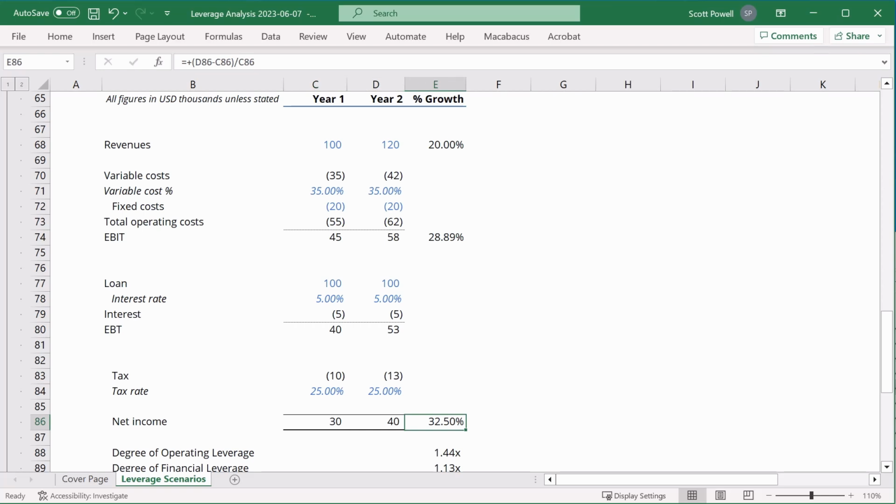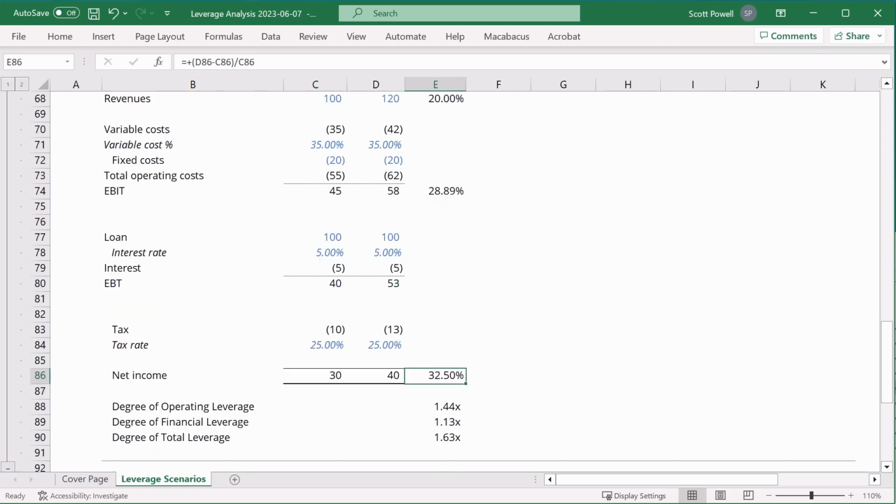So now we have two things working together to give us degree of total leverage. We have degree of operating leverage, which is still the 1.44 times because we have the fixed costs. Plus we have a degree of financial leverage due to the interest expense, which is 1.13 times, which is allowing us to have a degree of total leverage of 1.63 times. In other words, we have revenue growth of 20%, but our net income is growing by 32.5%.